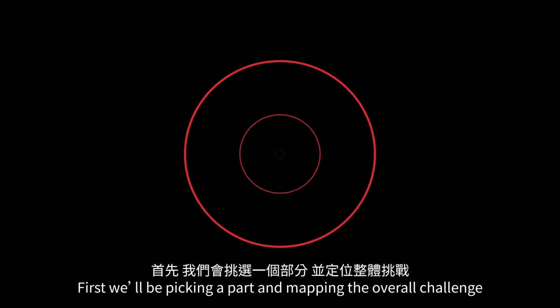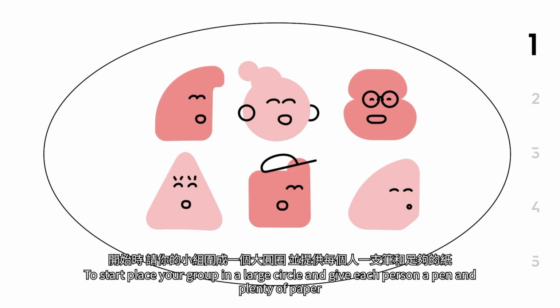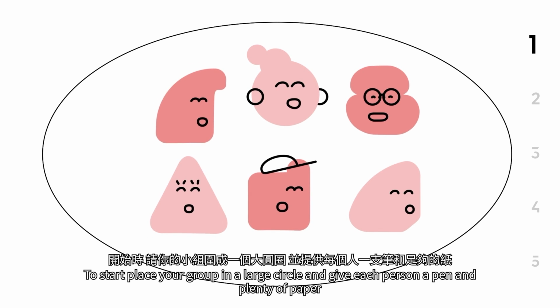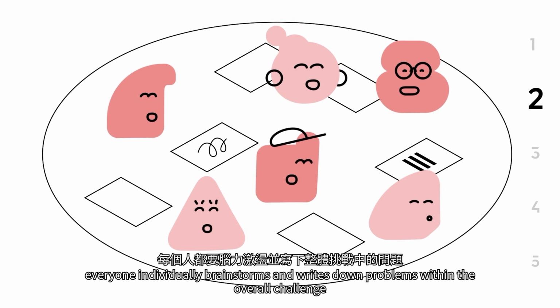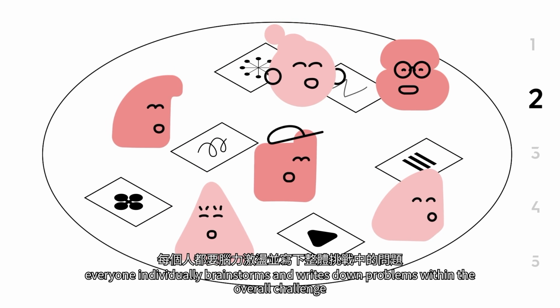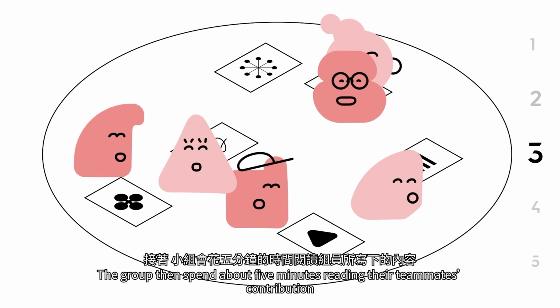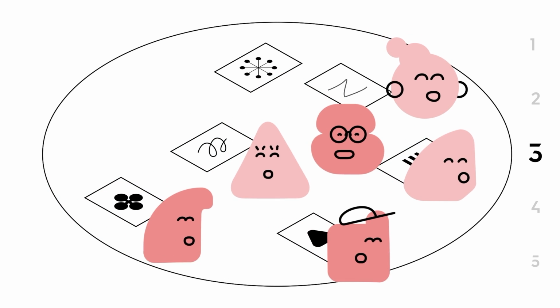First, we'll be picking apart and mapping the overall challenge. To start, place your group in a large circle and give each person a pen and plenty of paper. For the next 5 to 10 minutes, everyone individually brainstorms and writes down problems within the overall challenge. The group then spends about 5 minutes reading their teammates' contributions.